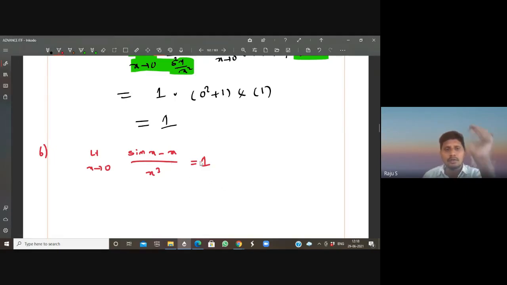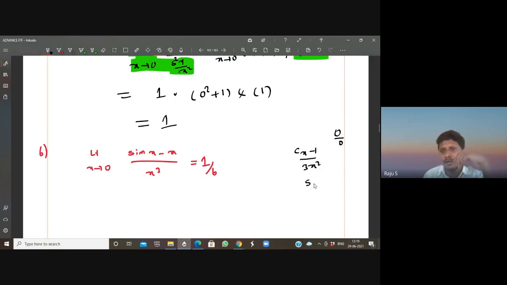Okay, no, it is not 1/6 here, because we can apply the L'Hospital rule. Why is it equal to 1/6? If you substitute directly, what will happen, student? 0/0. Apply the L'Hospital rule. Sin x becomes cos x. Cos x minus 1 by x cube is 3x square. Now substitute 0 in place of x. Again we are going to get 0/0. Now again differentiate.